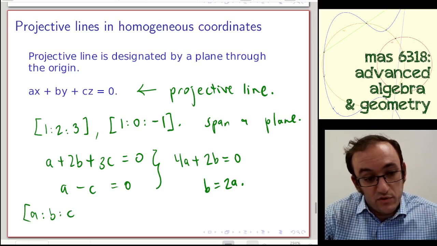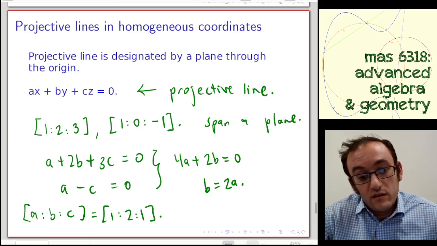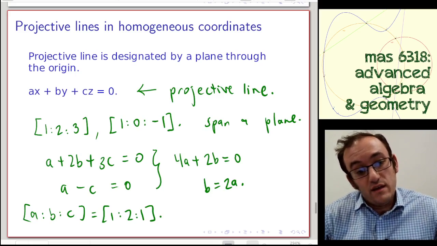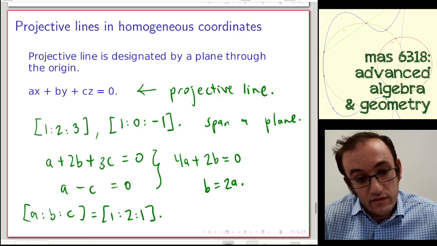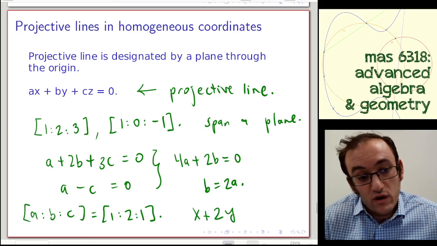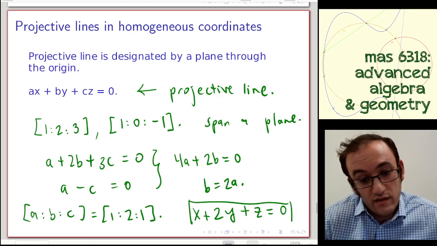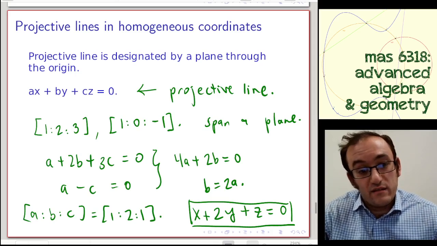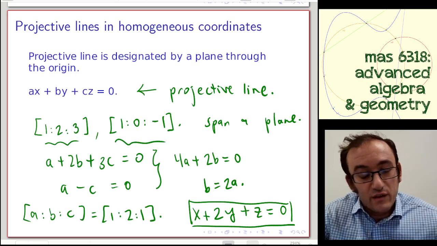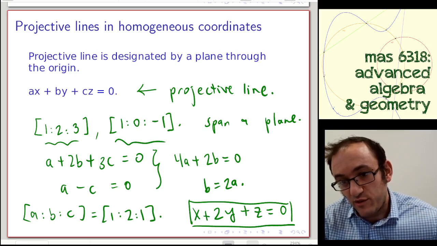So these are a scalar multiple of 1, 2, 1. But we know that all scalar multiples are equivalent, so that's our solution, 1, 2, 1. And so the equation defining our projective line is x plus 2y plus z equals 0. And you can see that both of these points do in fact lie on that line. And really we're just doing 3D geometry with everything passing through the origin.